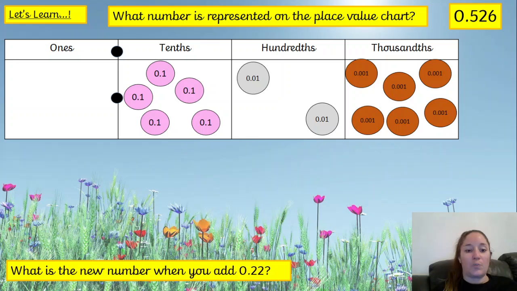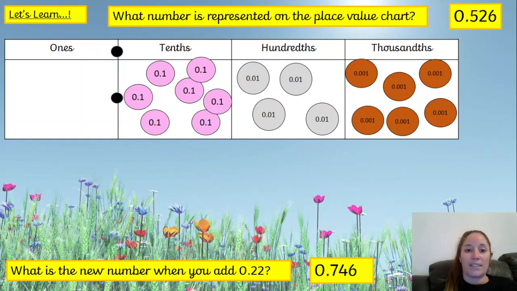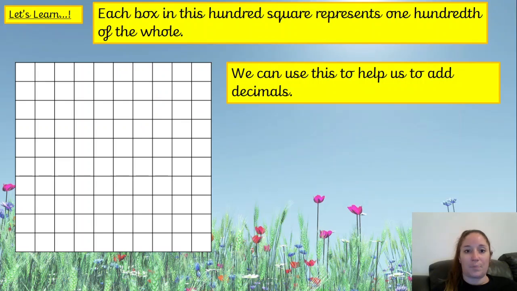And then last of all, what's the new number when you add 0.22? How can you do that? Okay, well we know that we can add 2 tenths and 2 hundredths because this is our tenths column, this is our hundredths column. So we've just, don't know if you saw that, but we've just added those on. What's our new number? It's 0.746. Good job with your adding of your decimals.